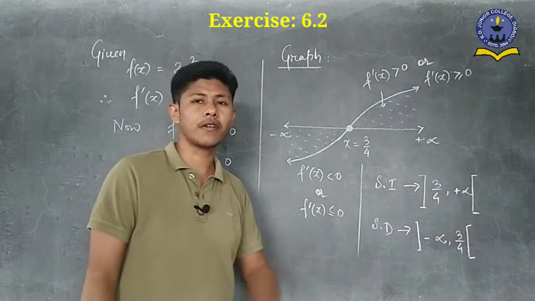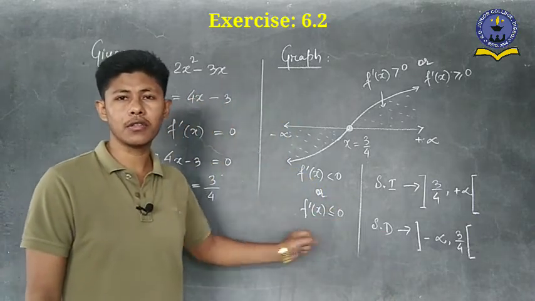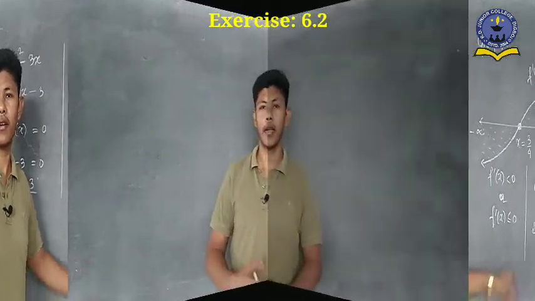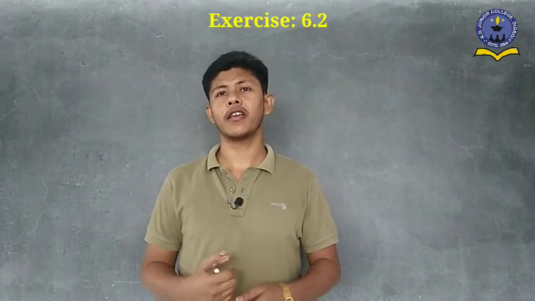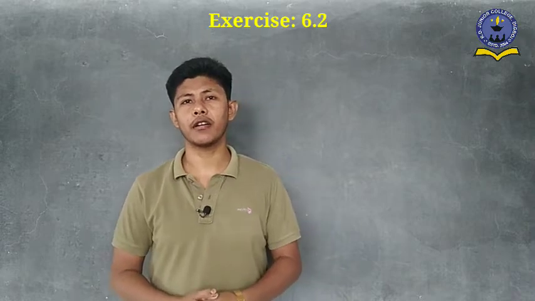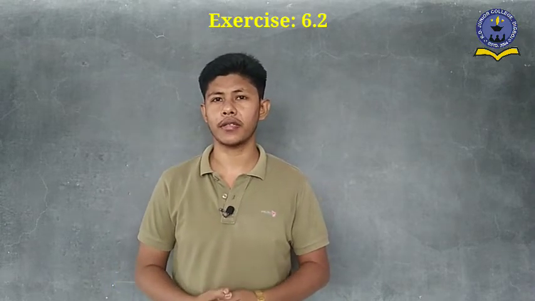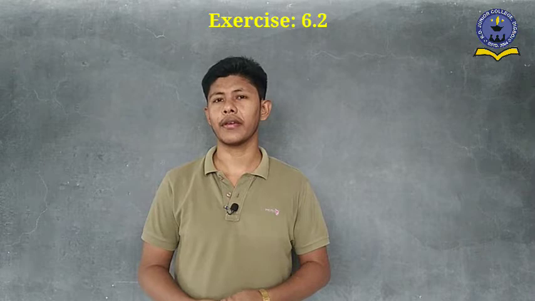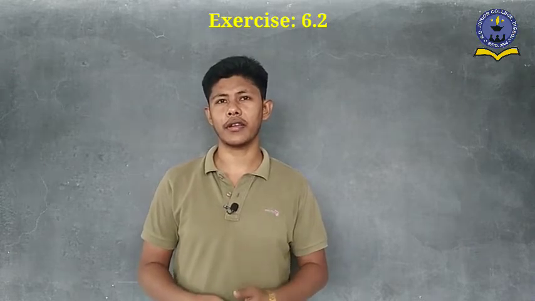So in this way we can find out the interval. I think all of you understood this one. Is it clear? The next question is here: find the interval in which the function f given by f(x) = 2x³ − 3x² − 36x + 7 is strictly increasing and strictly decreasing.